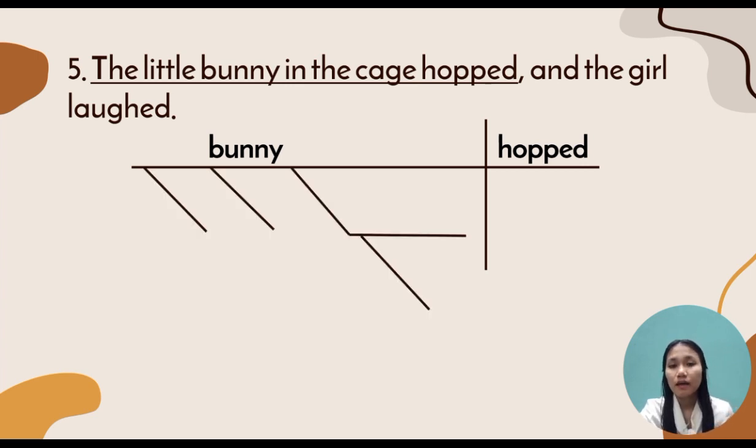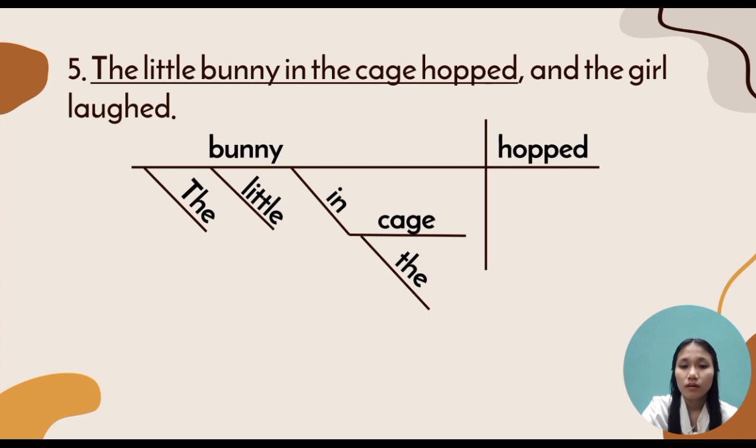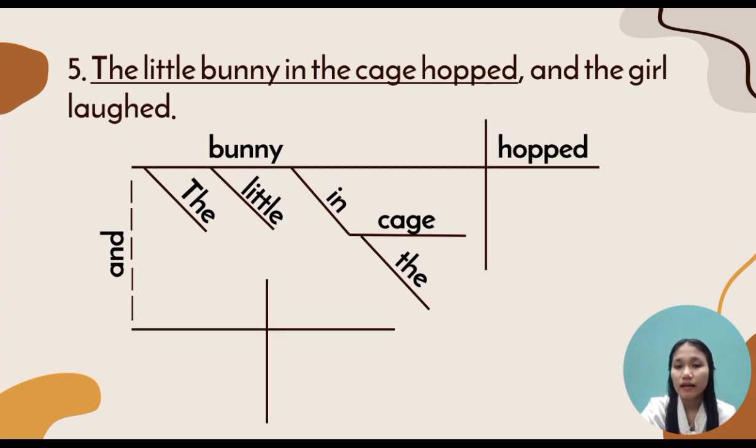The words that modify our subject are written like this, below our subject. So again, the word in is our preposition, and next is that for the end, again we are going to make use of our broken line, wherein we are going to write our coordinating conjunction.